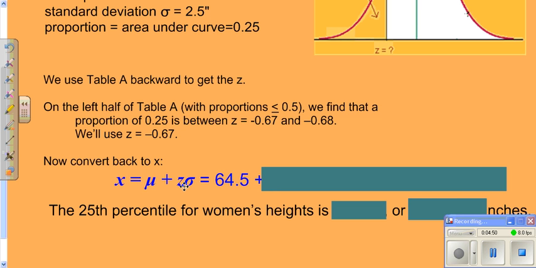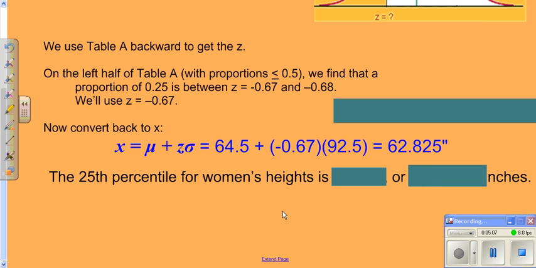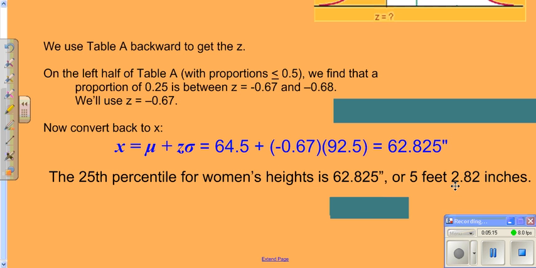So we'll go ahead and use our z-score formula, plugging in our mean of 64.5, plugging in our z-value, which we said was a negative 0.67, and then we'll plug in our standard deviation, which we said was 2.5. When we type that all into our calculator, we get 62.825. So the 25th percentile of women's heights is 62.825 inches or 5 feet 2.82 inches.